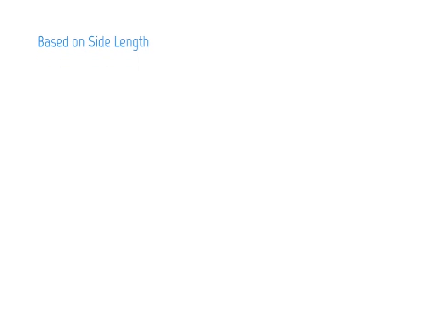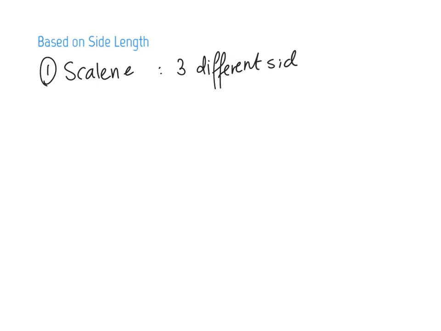The following three types of triangles are based on side length. So the first is scalene. So this is where all three sides are different. So three different sides. And this could be represented by lines. So one line means that this side length is 1, this side length is 2, and this side is 3, meaning that they're all different.